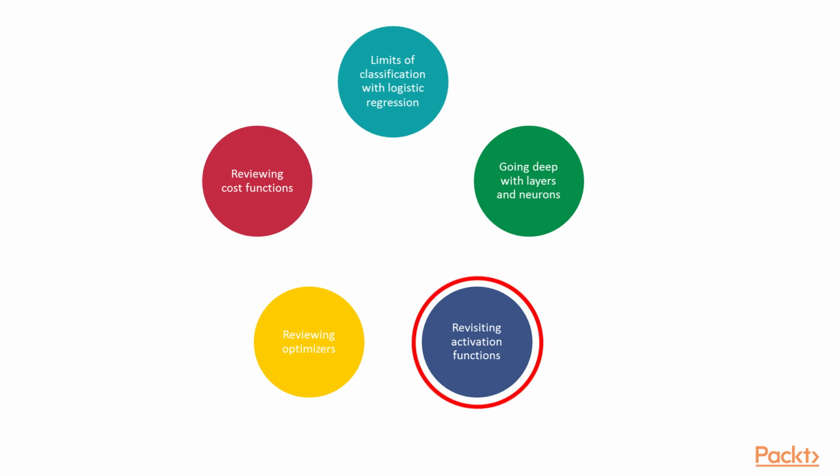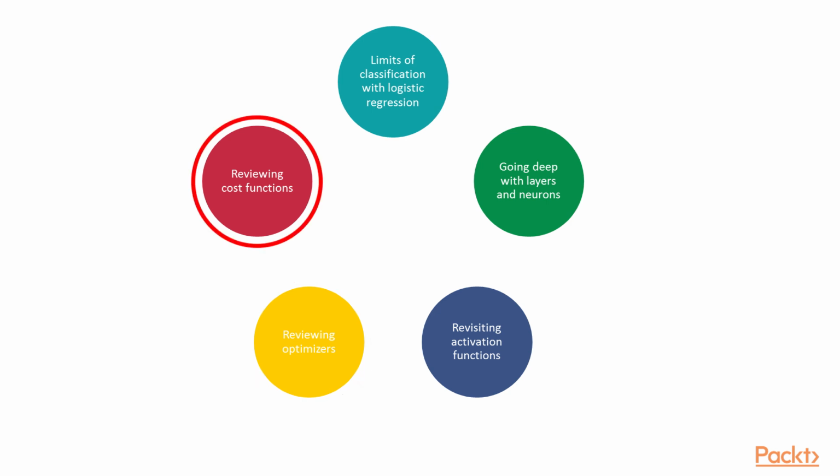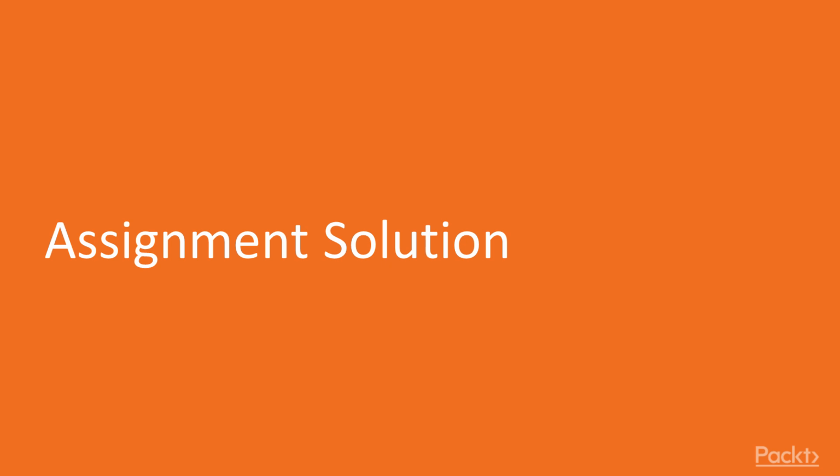Third video, we'll revisit activation functions. Fourth, we'll review optimizers, which are algorithms that are used during training to reduce our loss. Finally, we'll review cost functions, which is how we know how far away we are from the ground truth. Before we get started, let's look at a possible solution to our last assignment.